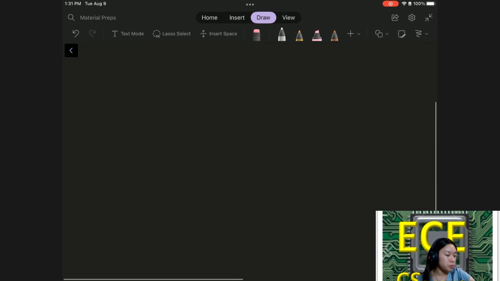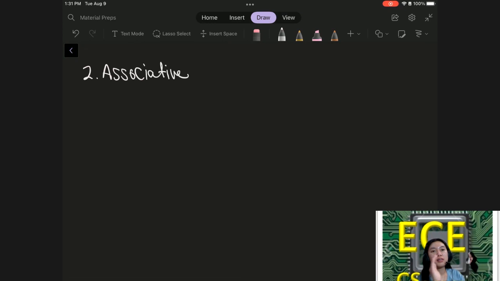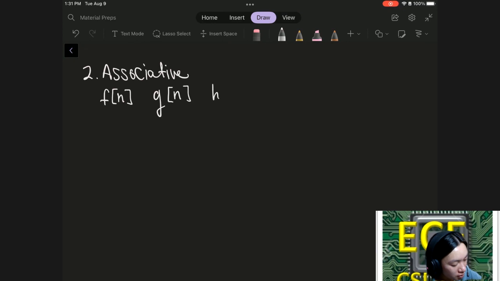Okay. Property 2. It's associative. Which means I could take the convolution of either the first two and then convolute with the third one, or the last two and convolute with the first one after. So the order does not matter. Which means if I have 3 functions like that, and I want to convolute all 3 of them, the order does not matter.